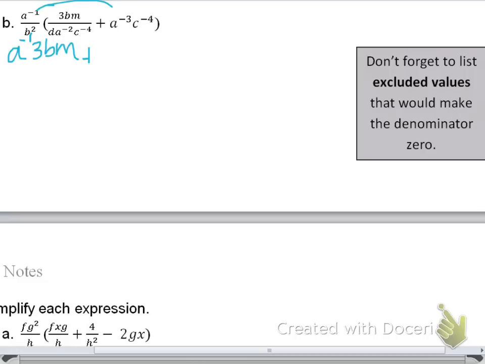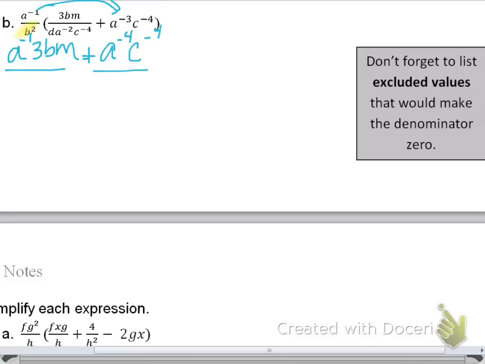Plus a to the negative 1 times a to the negative 3. So we need to do negative 1 plus negative 3, which will be a to the negative 4 power, and then c to the negative 4 power. And for our denominators here, we have b squared times d, a to the negative 2nd, c to the negative 4th.